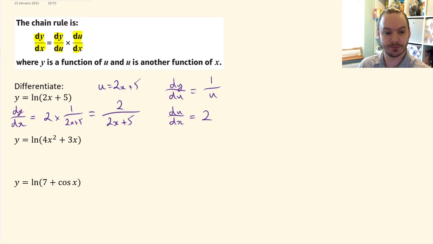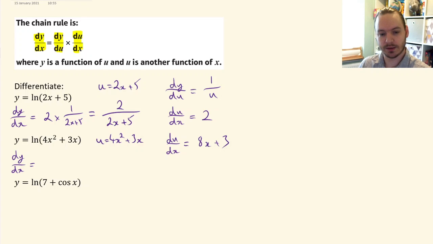The second one, y equals ln of 4x squared plus 3x. This time u is 4x squared plus 3x. Dy by du is going to be exactly the same. It's still going to be 1 over u. Du by dx this time is going to be 8x plus 3. Just need to differentiate that, 4x squared plus 3x. So dy by dx should be 8x plus 3 multiplied by 1 over u. So we just end up with 8x plus 3 over 4x squared plus 3x.